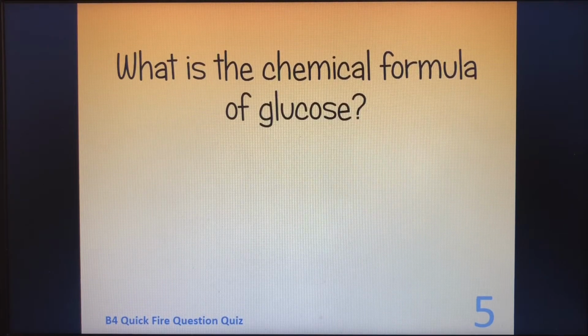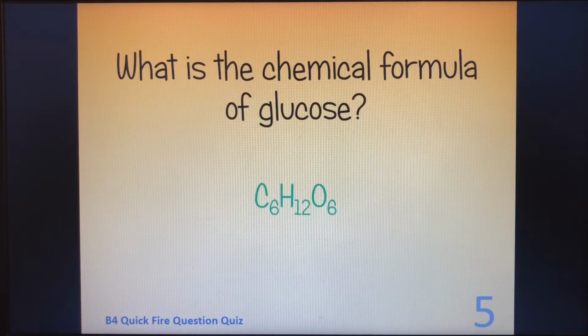And the answer is C6H12O6. Notice how the numbers are lower. They're not up high, they must be low. It's like a 6 sandwich. We've got the C6 on the outside, we've got the O6 on the outside, and then sum them together, you've got the 12 in the middle. Okay, C6H12O6. Try and embed that one into your memory.